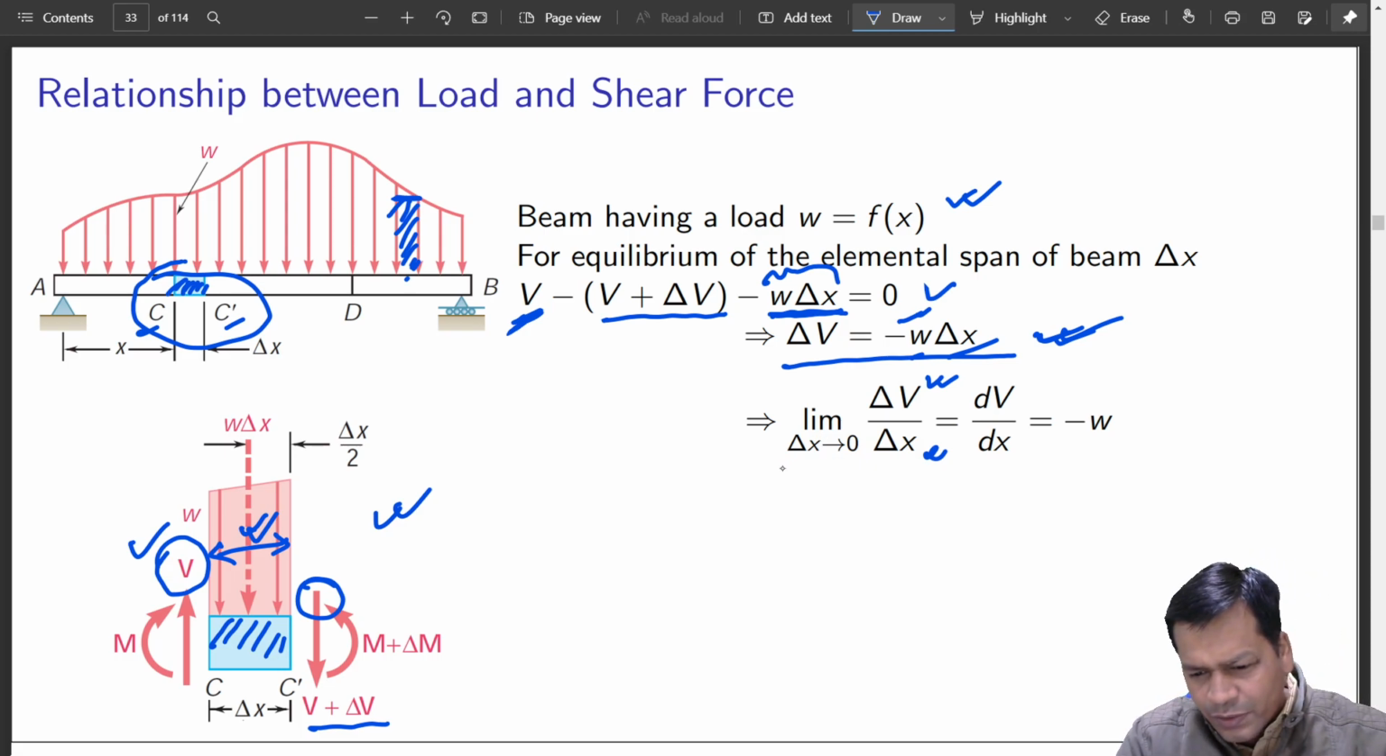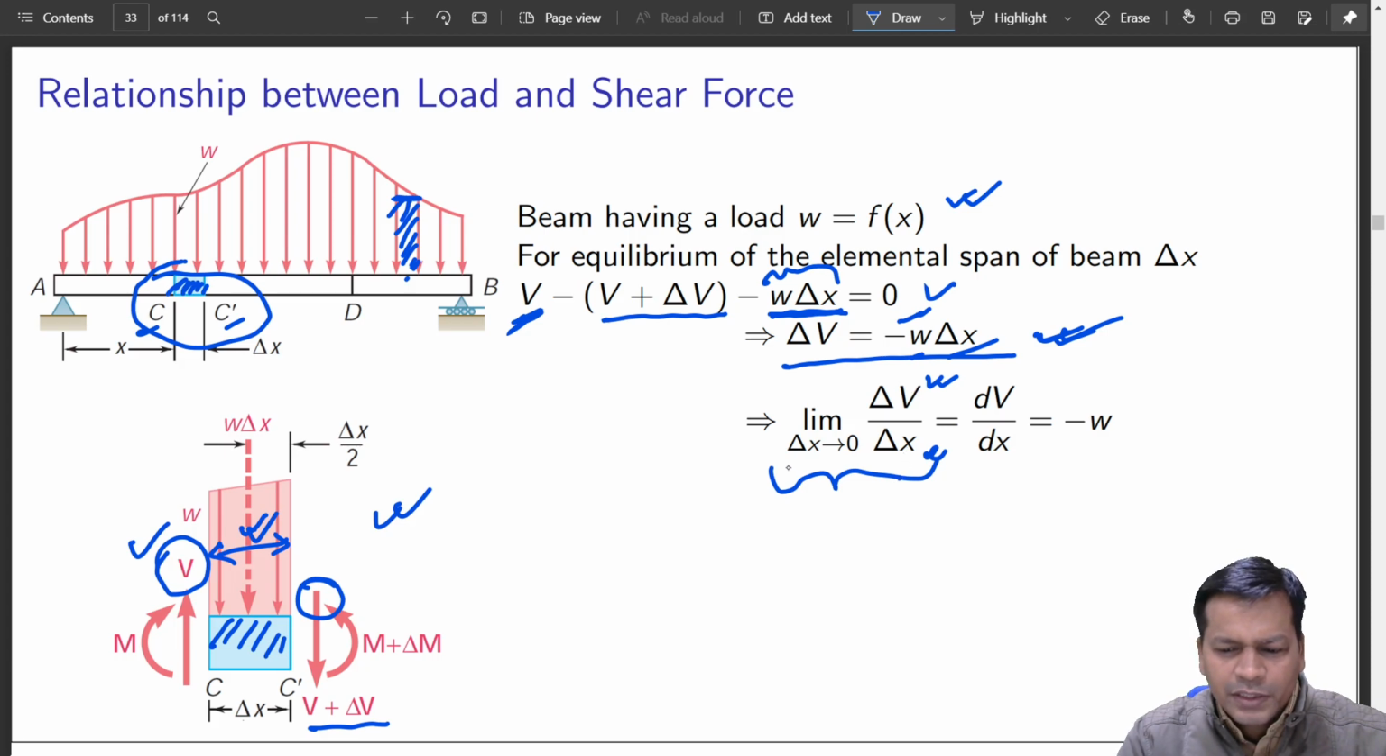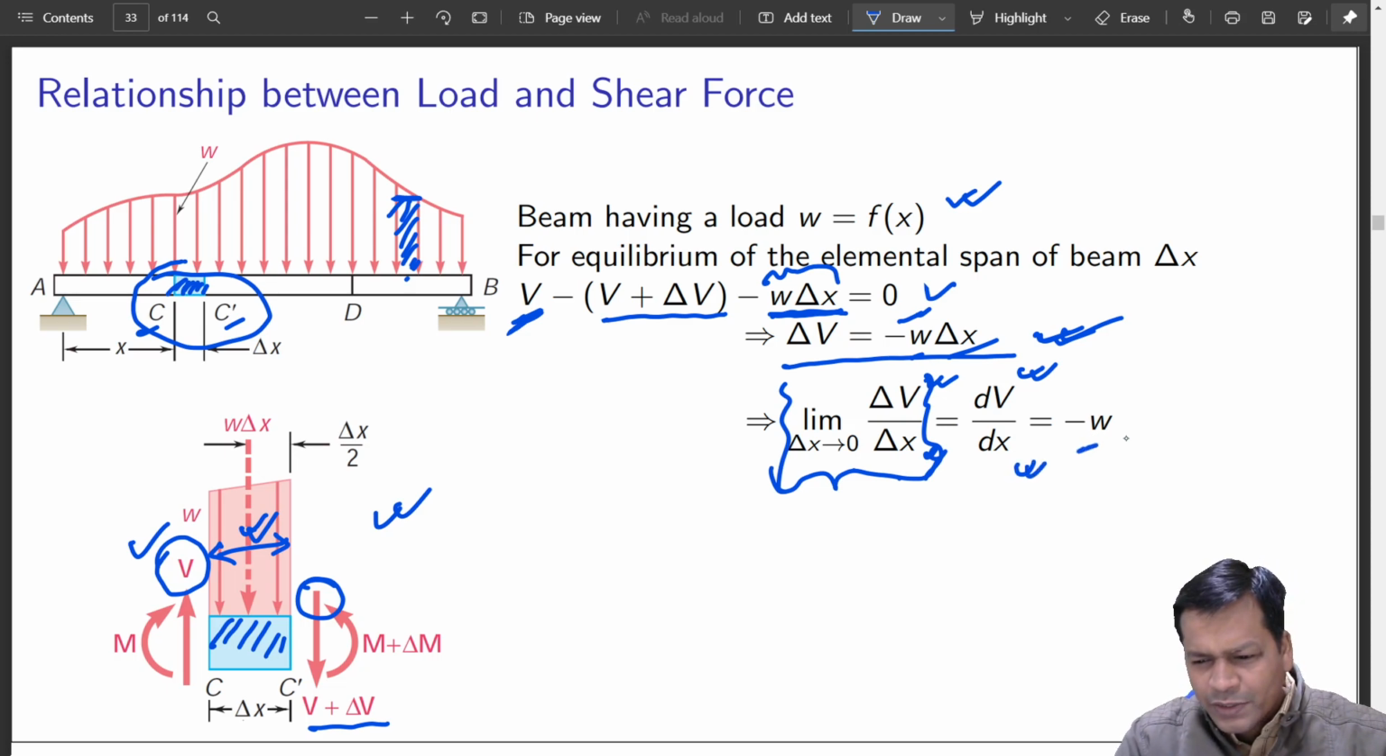So what is this? This is a derivative of V with respect to x. If delta x tends to 0, delta V by delta x, this is what? This is, by first principle, equal to dV by dx, and that is equal to minus W. So this can be quickly extracted.